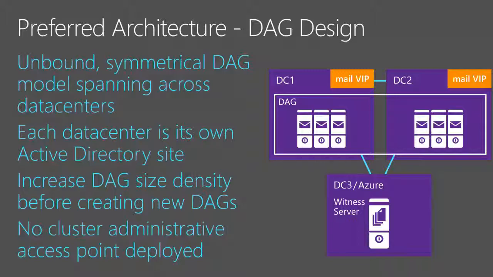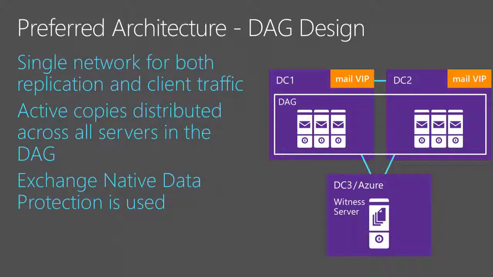And we don't want you to deploy a cluster administrative access point anymore. In fact, I'll talk a little bit more about that in the HA session tomorrow. But basically, the default in Exchange 2016 is to deploy a DAG without one of those. We want you to use a single network in your servers. And that single network card at least gigabit Ethernet, preferably 10 gigabit Ethernet. That single network will handle both client and replication traffic.